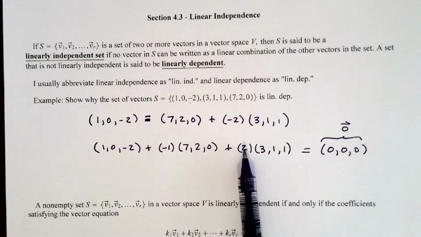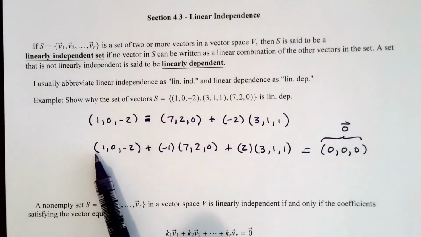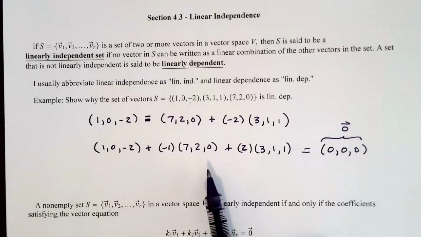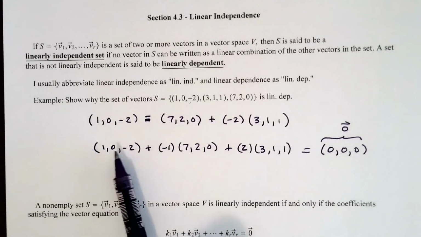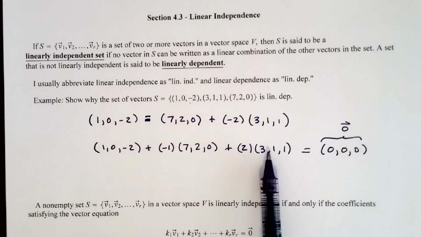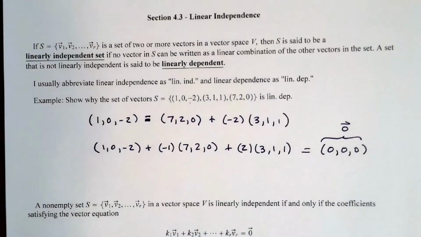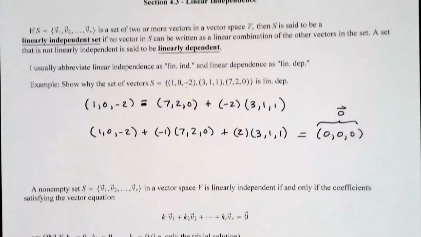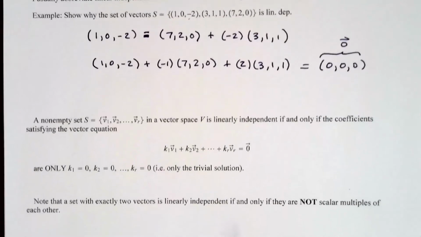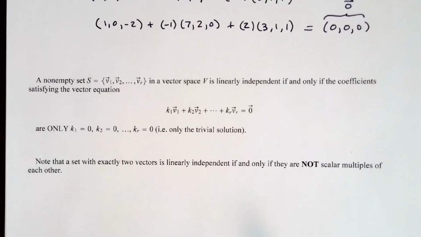I'll have you note, though, if I have 0 here, and 0 here, and 0 here, this equation is still true. If I take 0 times this vector, plus 0 times this vector, plus 0 times this vector, I get 0. And so this is the idea behind the next sort of, not really a definition, but a way of determining whether a set is linearly independent.